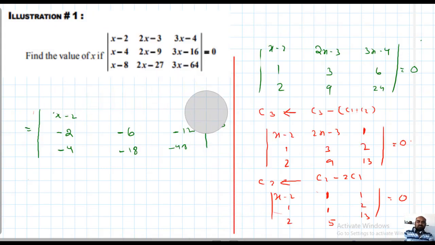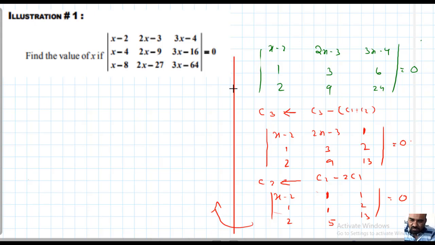Students, listen now. Again I want to apply column transformations. I don't want 1 here. So C3 I am changing as C3 minus C2. This is x minus 2 as it is, 1 as it is, 2 as it is, 1, 1, 5 as it is. See here, 0 here, 2 minus 1, 1, 13 minus 5, 8, equal to 0.